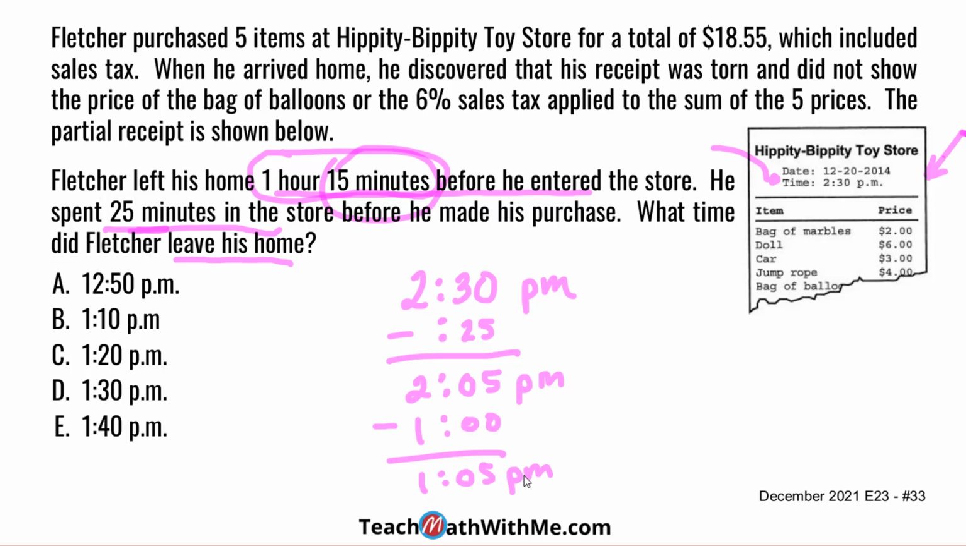And so that's going to lead us into the 12 o'clock hour. We can think about, if I go down to 1 o'clock exactly, I've subtracted 5 minutes. At 5 minutes subtraction, that's going to put me at 1 o'clock. But I need to go 15 minutes, so I subtract 10 more from 1 o'clock, and that's going to put me at 12:50 p.m. And that is answer choice A. 12:50 p.m. is when Fletcher left his home to go to the store.